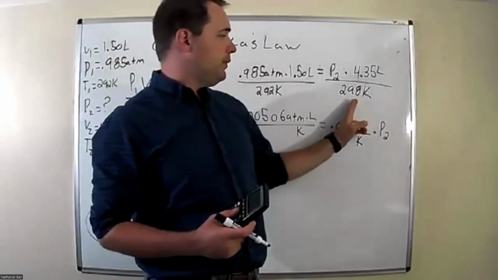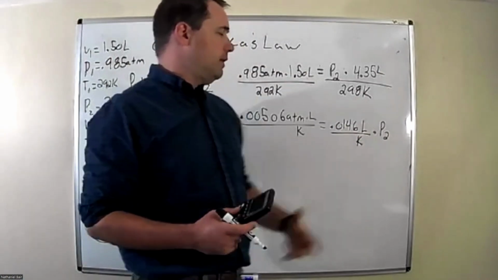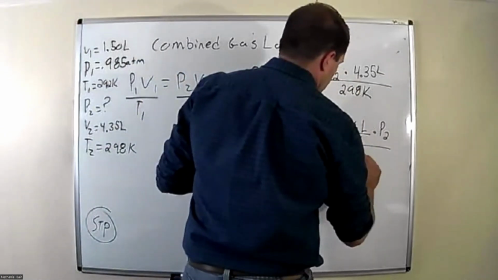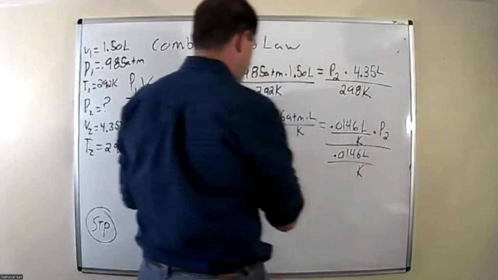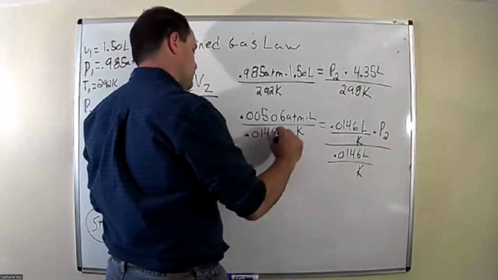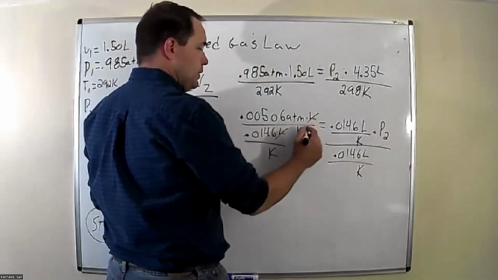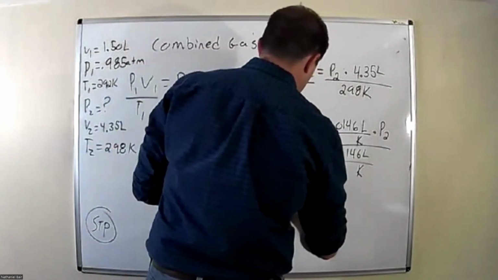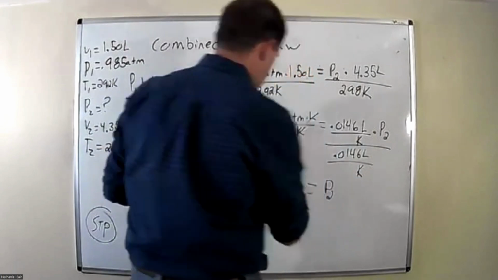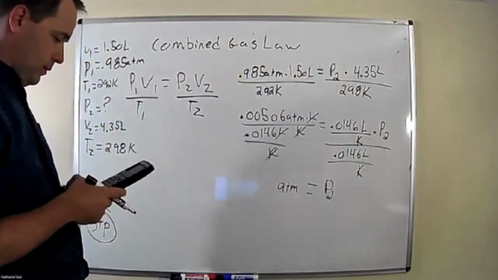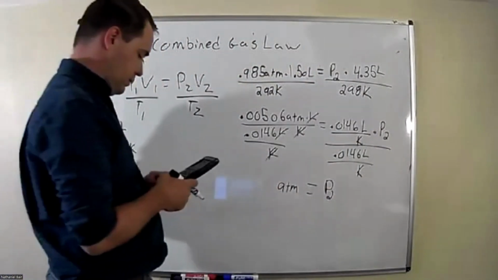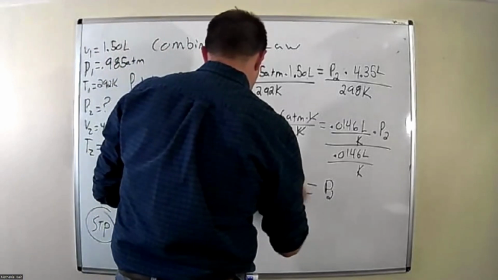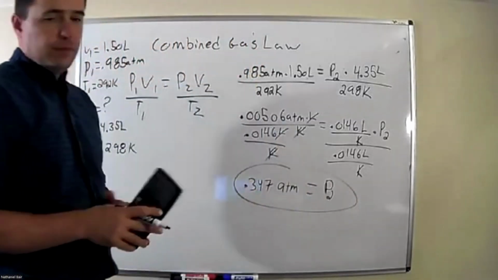I took 4.35 divided by 298, and I ended up with that times P2. And now I'm going to divide both sides by 0.0146 liters per Kelvin. You can see the liters canceling out, the Kelvin canceling out, and being left with atmospheres, which is good because we're looking for a pressure. 0.347 atmospheres.